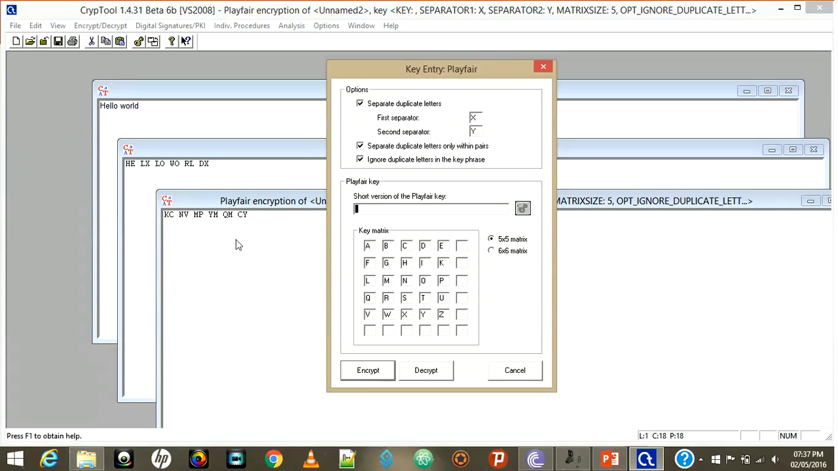So one more is this DX. We'll check for DX. D is here and X is here. For D and X, the intersection is C. For X and D, the intersection is Y. That is C. Okay, understood. This is the working of the Playfair cipher.